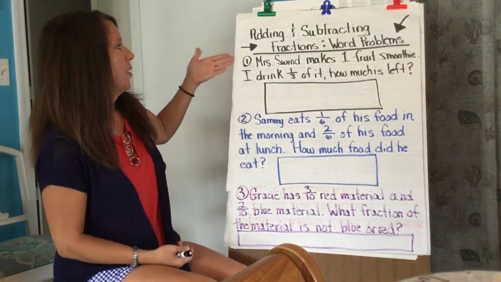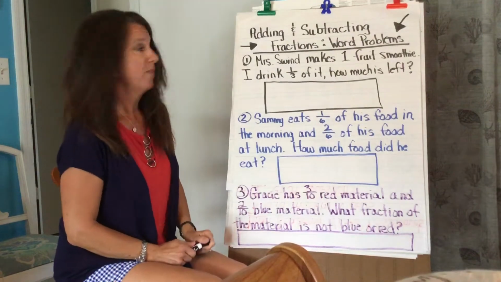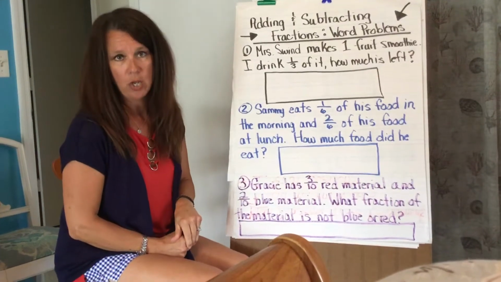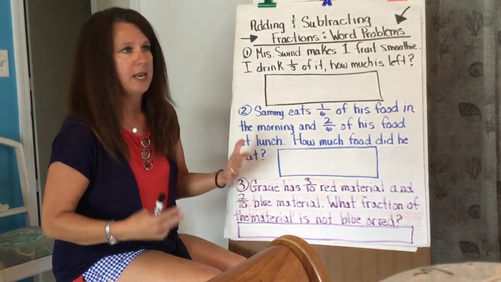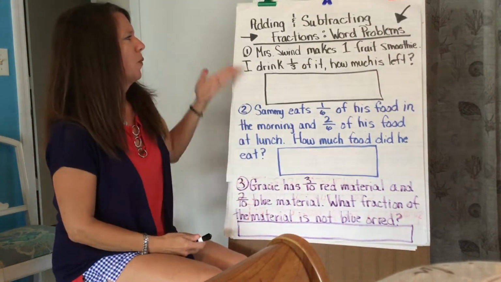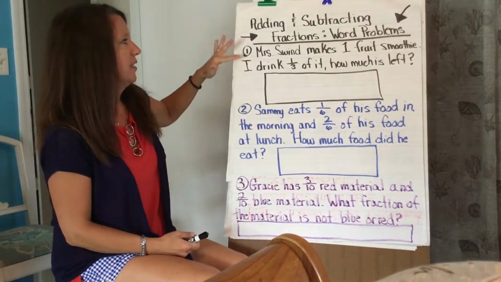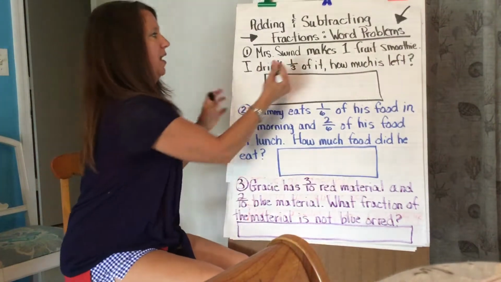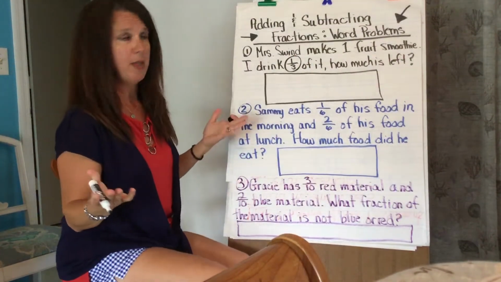All right, so first one, Mrs. Swin makes one fruit smoothie. True story. I drink 1/3 of it. How much is left? So the first thing you have to always ask yourself is, what numbers are you using? And is it addition, subtraction, multiplication, or division? So we've been doing adding and subtracting, so there's your clue. All right, so I made one fruit smoothie and I drank 1/3 of it, and I want to know how much is left that I can have later or share with my family.